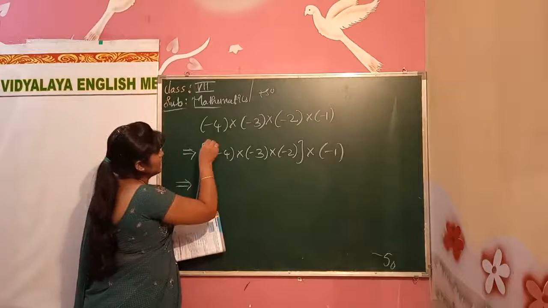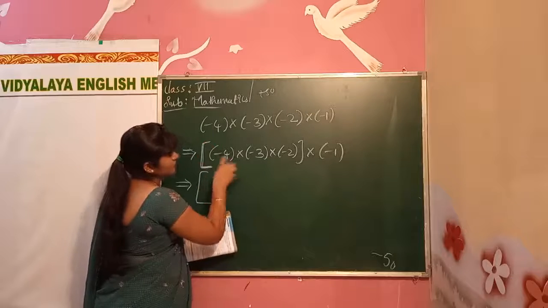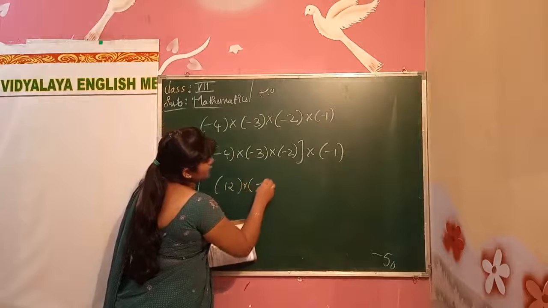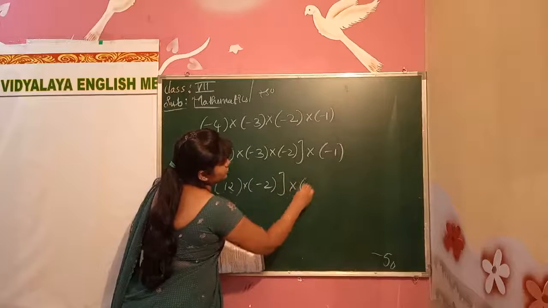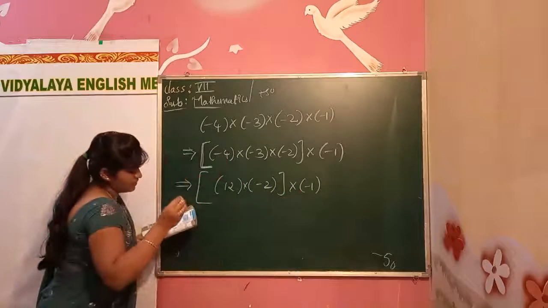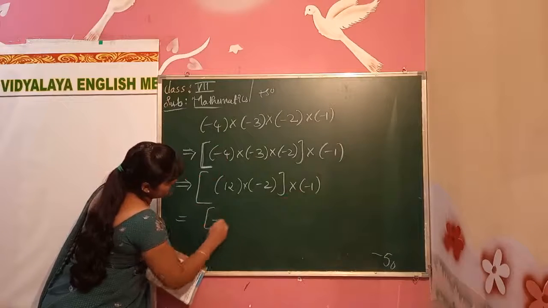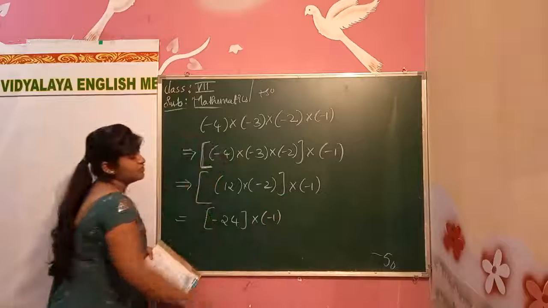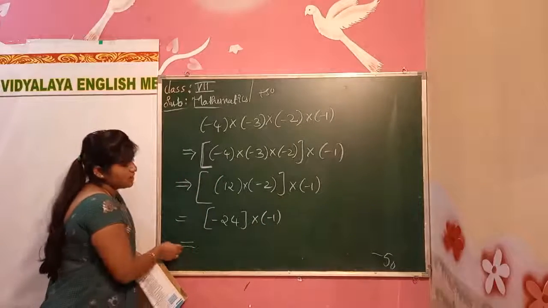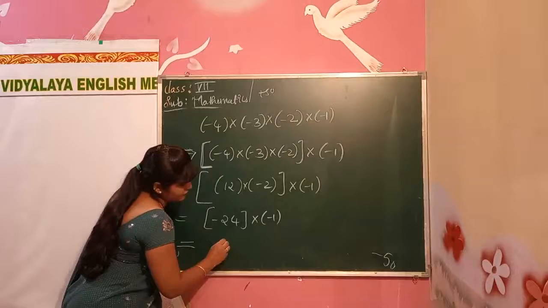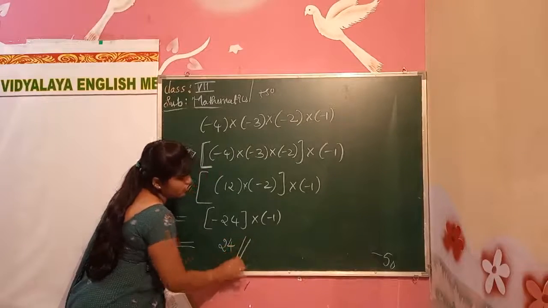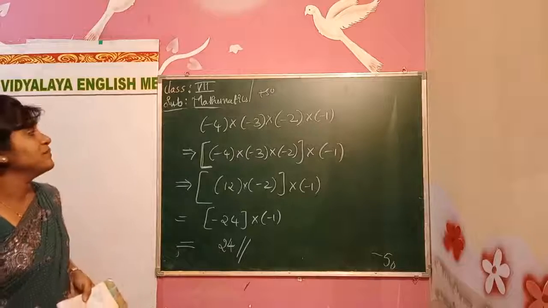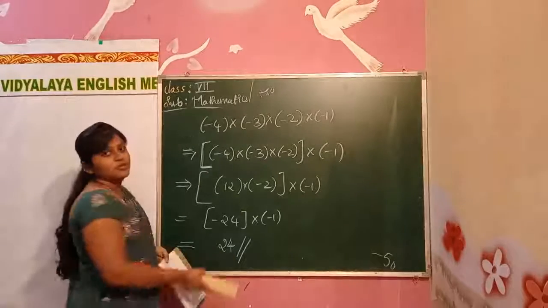12. 12 into minus into minus will be plus. Then 12 into minus 2 into minus 1, it will be minus 24. Minus 24 into minus 1, minus into minus will be again plus. So 24 ones are 24. We got a positive integer. When we multiply 4 negative integers, we get a positive integer.